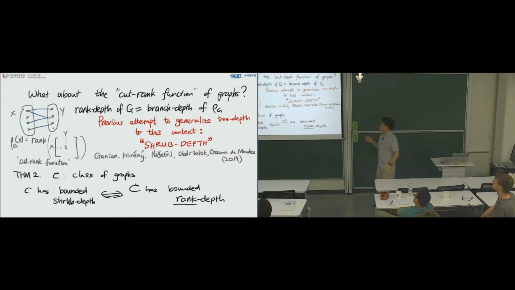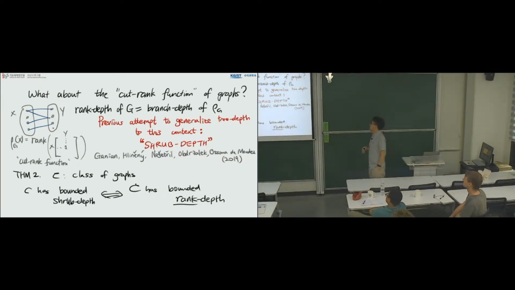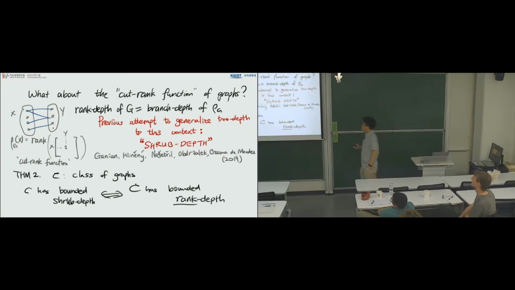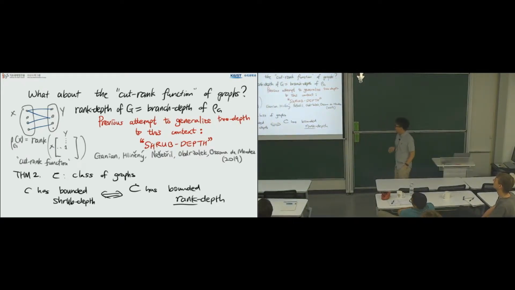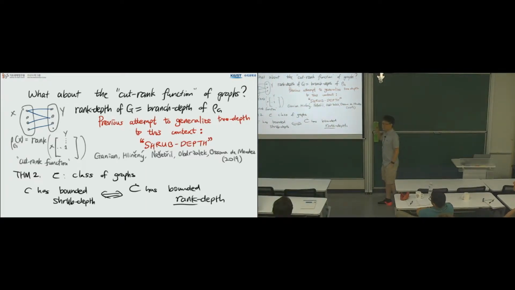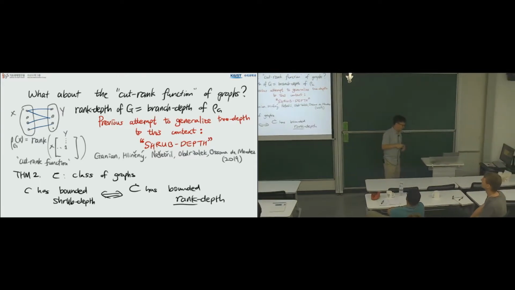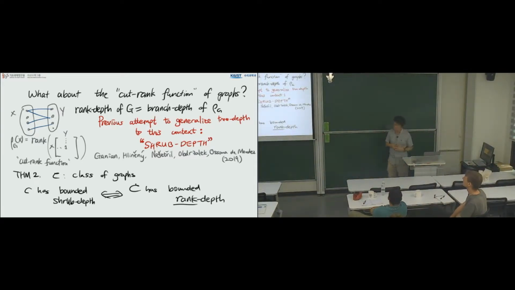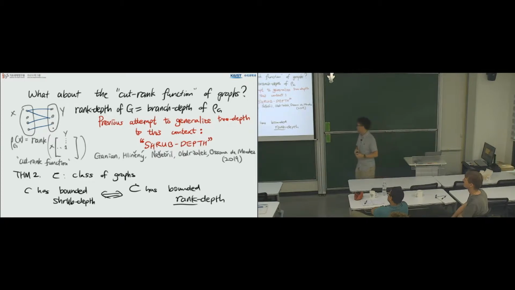And there was actually a previous attempt to generalize tree depth to this concept, which was called the shrub-depth. This was done by Robert and Peter, Yarik, Jan, and Petrus. They had a conference paper a long time ago, but the journal version was published this year. And they defined something called shrub-depth. And we also show that a class of graphs has bounded shrub-depth if and only if it has bounded rank depth.